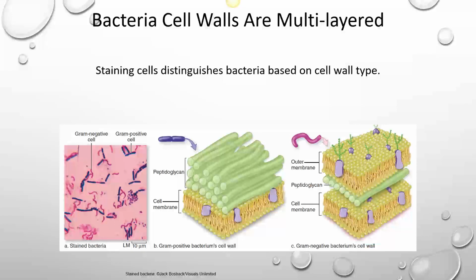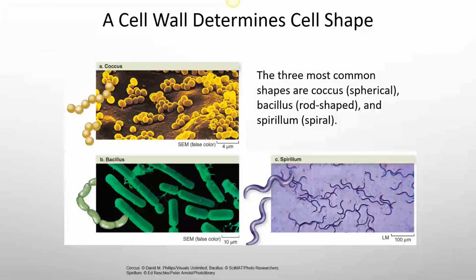Staining cells distinguishes bacteria based on the cell wall type, so you can stain them in a different way to determine whether they're gram-positive or gram-negative. In lab, we're going to be performing this staining procedure. When you stain the bacterial cell, you can see its cell shape. There's three major shapes that exist. A coccus is spherical, a bacillus is rod-shaped, and spirillum is spiral. There's also these spirochetes, which are really long spirals. There's coccobacillus, which are really short rods, and there's Vibrio, which are bent rods.